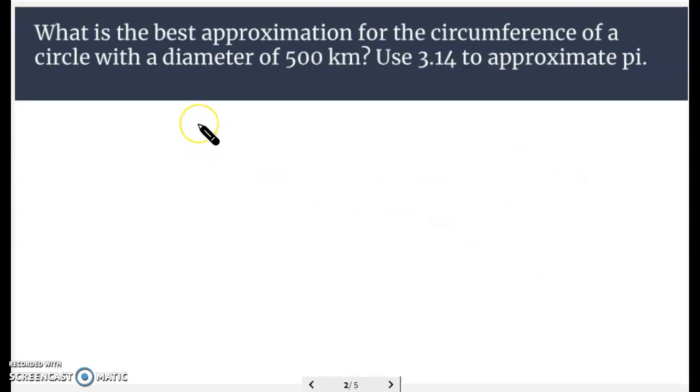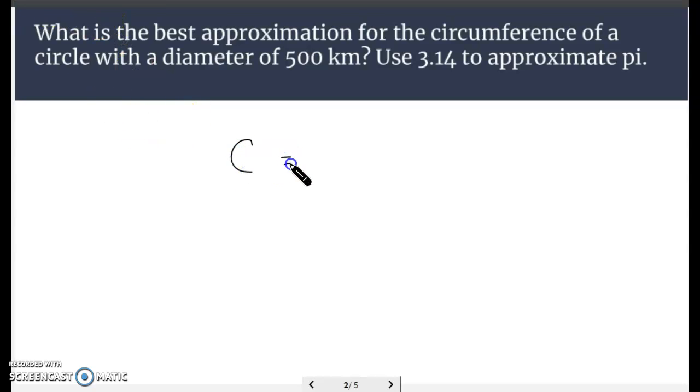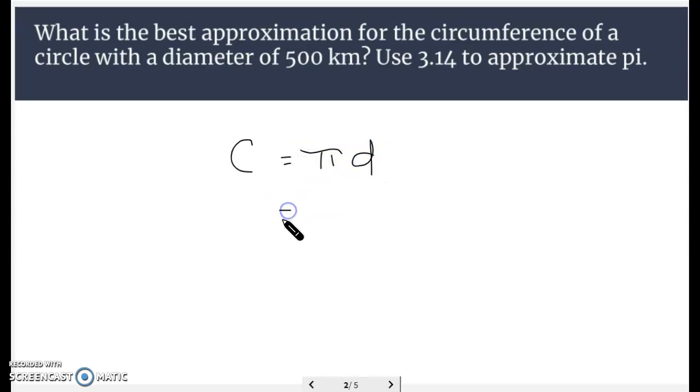What's the best approximation for the circumference of a circle with diameter 500 kilometers? Use 3.14 for pi. So in this problem, pi times d again, but 3.14 for pi, times 500 comes out to 1,570 kilometers. It's a pretty big circle.